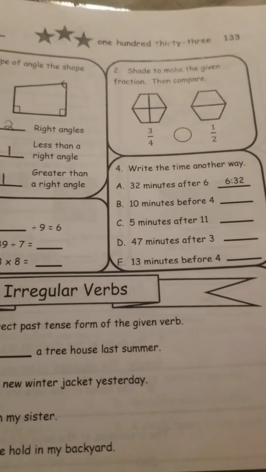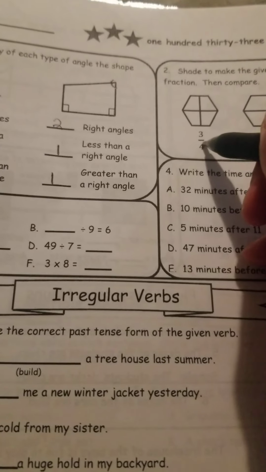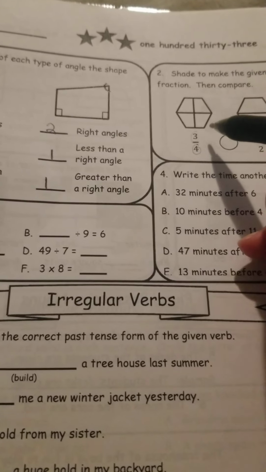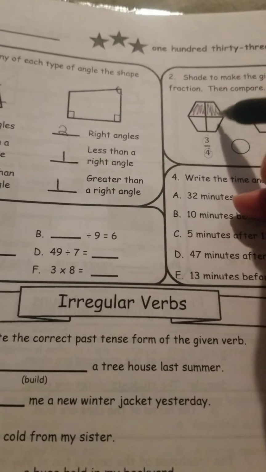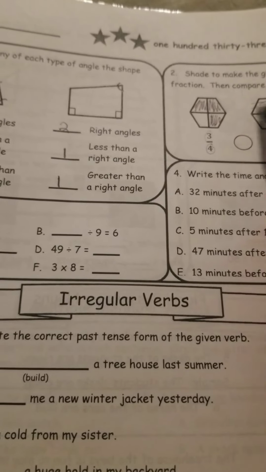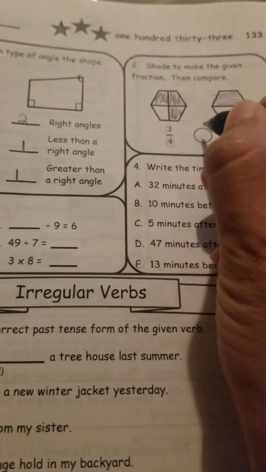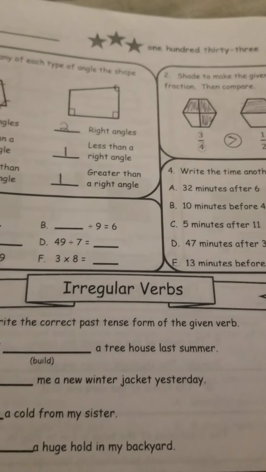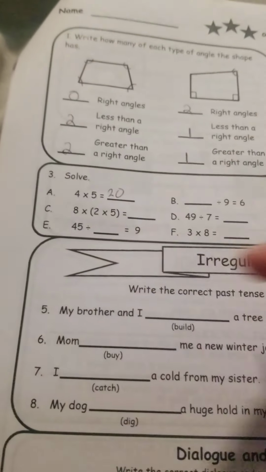Okay, shade to make the given fraction, then compare. Remember, 4 is the total, that's the denominator. 3 is how many parts I have to shade. Okay, which fraction? 3/4 is greater than 1/2 because more of it is shaded. Okay, 4 times 5 is 20.